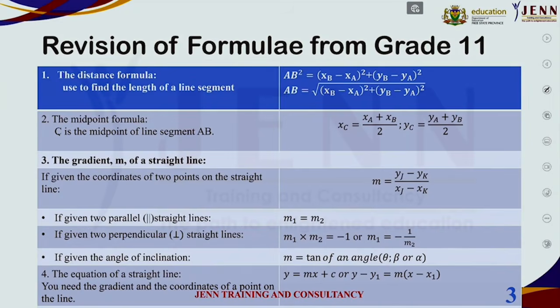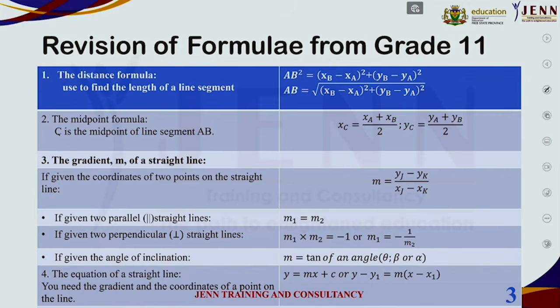So if, for an example, I have line AB and line CD, and they are perpendicular, it means that when I take the gradient of AB and the gradient of CD and multiply them, they should give me -1. The moment I multiply the two gradients and the answer is not -1, that simply tells me that the two lines are not perpendicular. So that is another concept that we should always familiarize ourselves with.